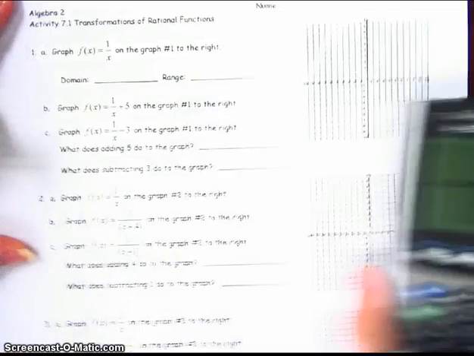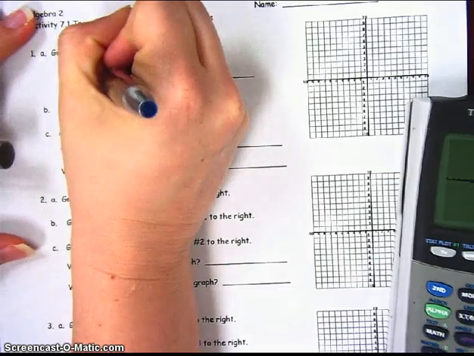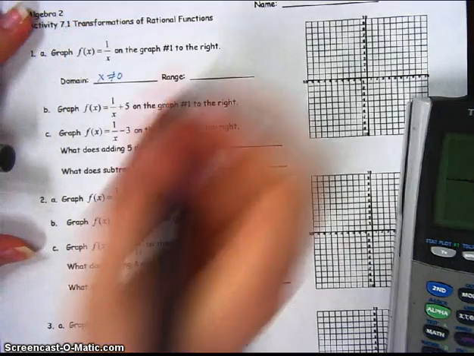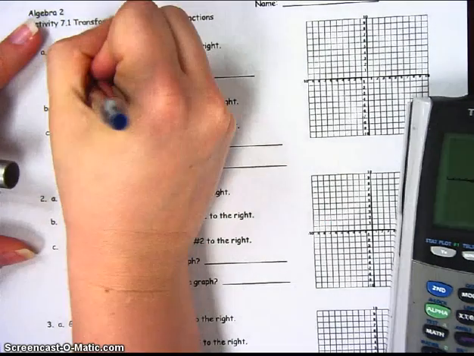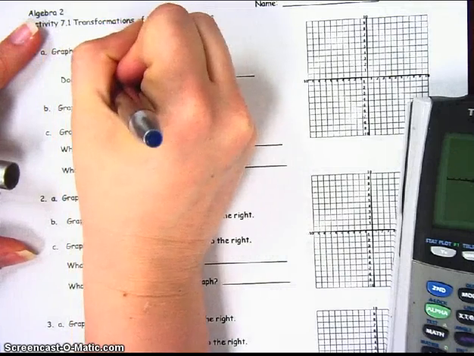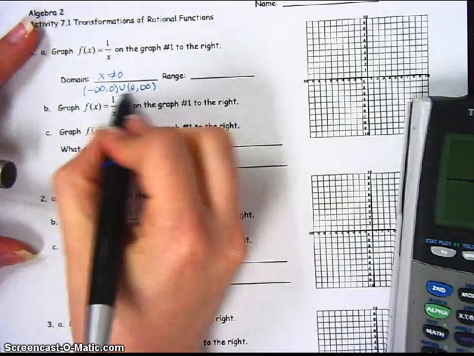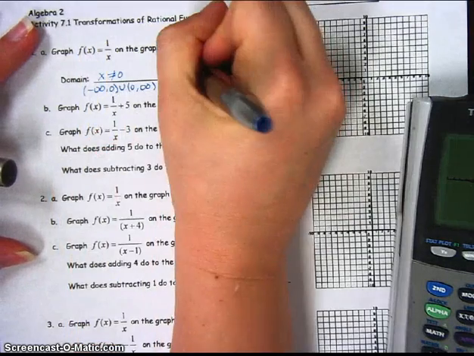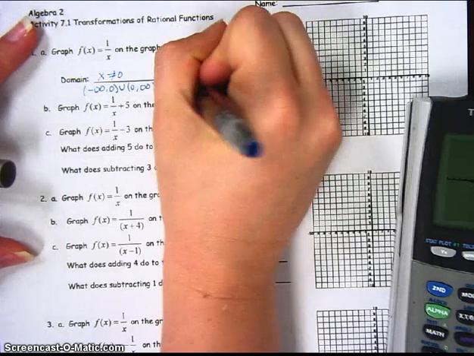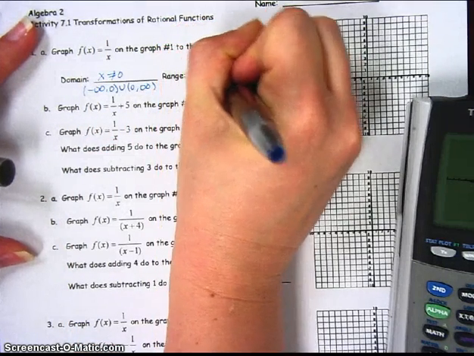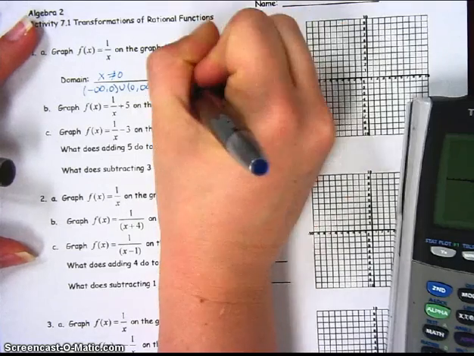So our domain, in inequality notation, is x is not equal to 0. In interval notation, it would be negative infinity to 0, not including it, union that with 0 to infinity. So it's everything but 0. Y is going to be the same idea, just with y's: negative infinity to 0, union 0 to infinity.